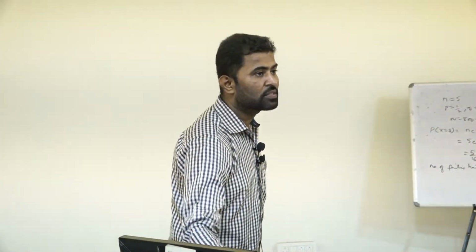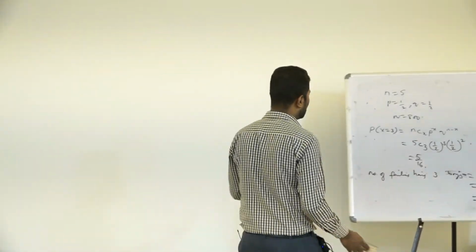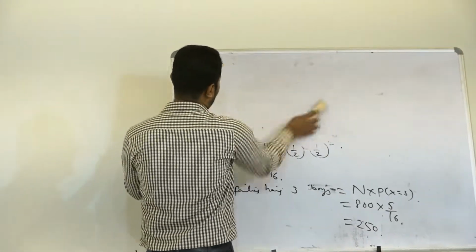Average number of accidents on any day on a national highway is 1.8. Determine the probability that the number of accidents are at least 1. At least 1 means, what do you have to calculate? At least 1.